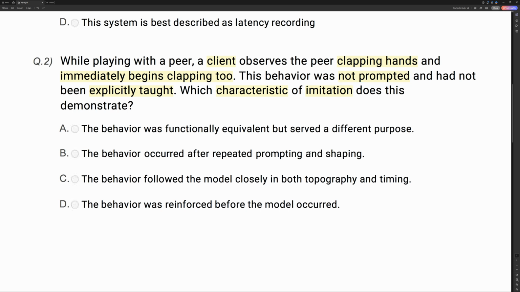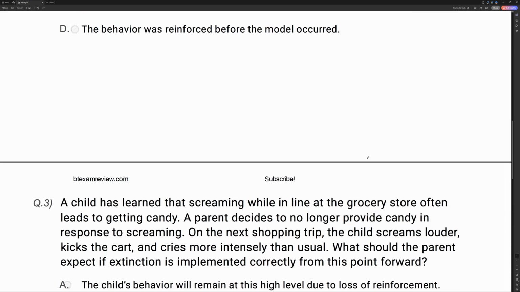D, the behavior was reinforced before the model occurred. Well, we don't know that, right? We've never taught it. We've never prompted it. And there's nothing saying it was reinforced. So maybe it was, but there's no information indicating that. Our information says that C is the best answer. The behavior followed the model closely in both topography and timing.